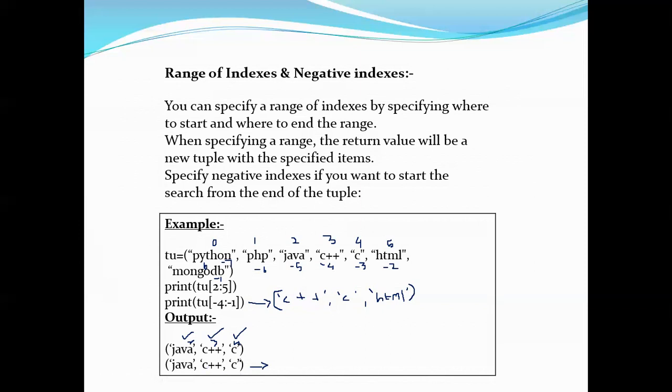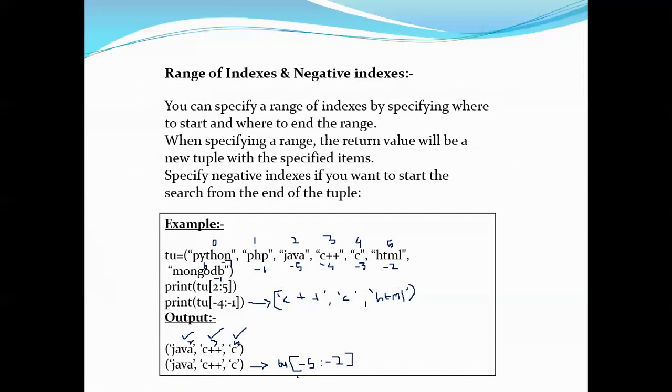What I will do to get this output Java, C++, C? I just need to do tu of, right? I need to access from Java, right? So what I will do, I will say -5 colon, that is the slicing operation, up to C I need to get. So C is up to -3, then I need to proceed with -2. So -2 will not be considered. So I'll get Java, C++, and C, right?